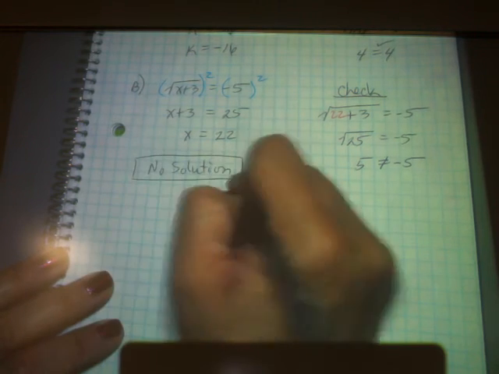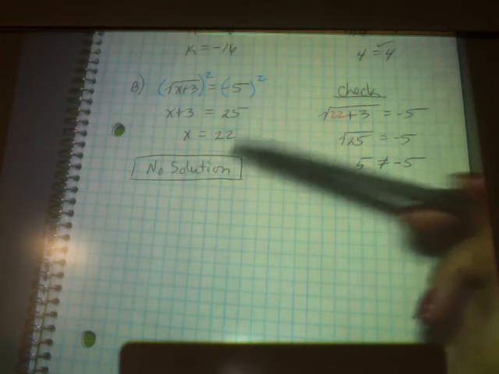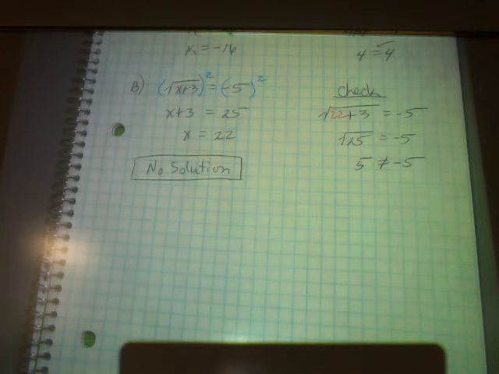If you are going to show no work and just say no solution, I want to hear you say it's no solution because you cannot get a negative answer. So do justify your answer slightly if you're not going to show work. So there's a perfect example why we're checking.